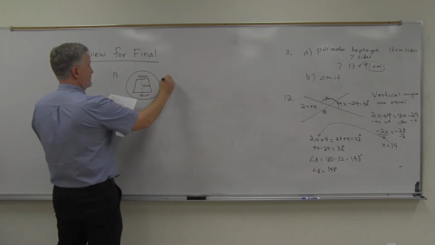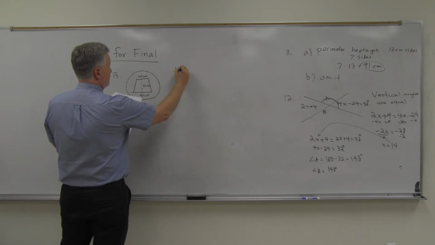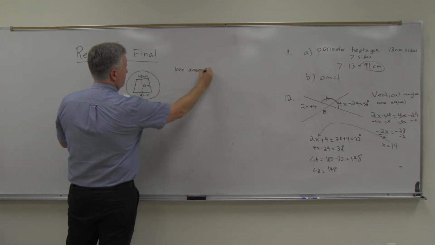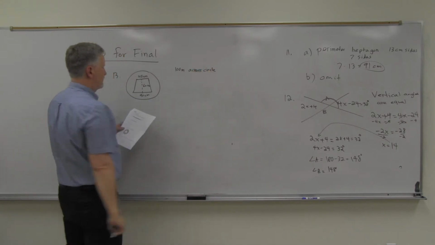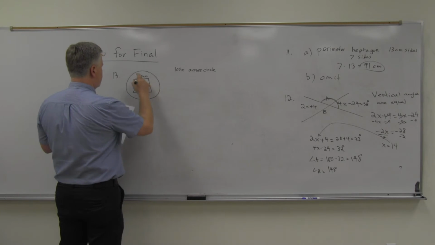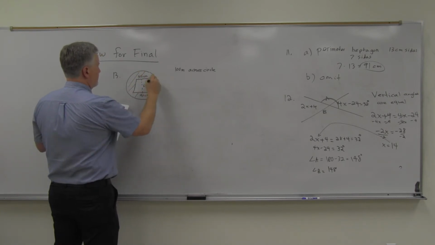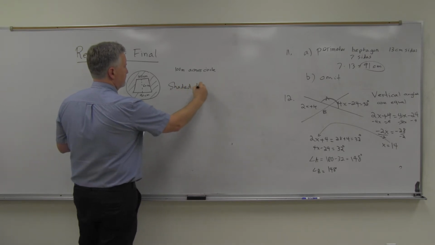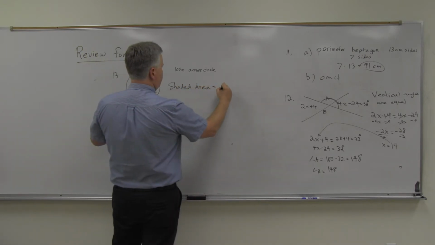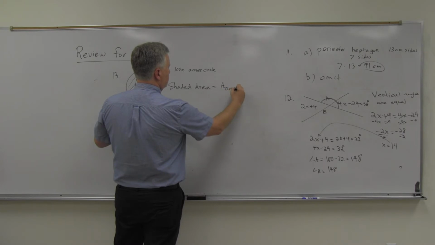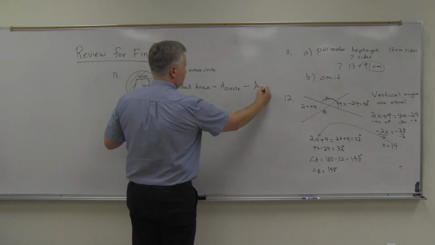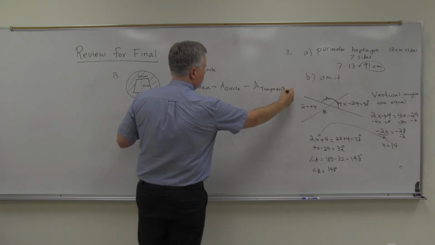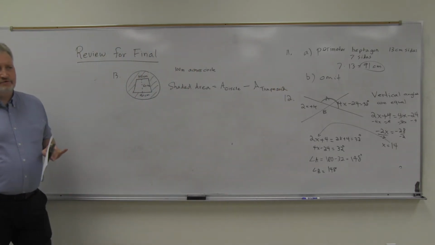The circle is 100 meters across. Okay. And so we're looking at this shaded area. Basically you've got the area of the circle minus the area of that trapezoid. You've got to subtract those two areas.